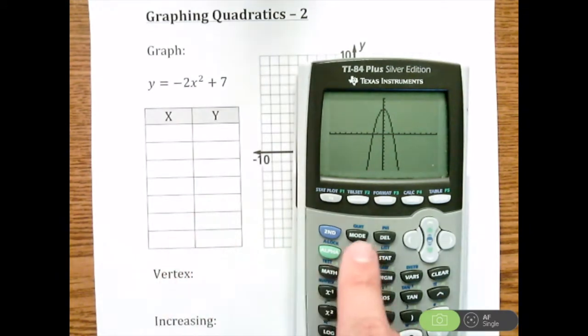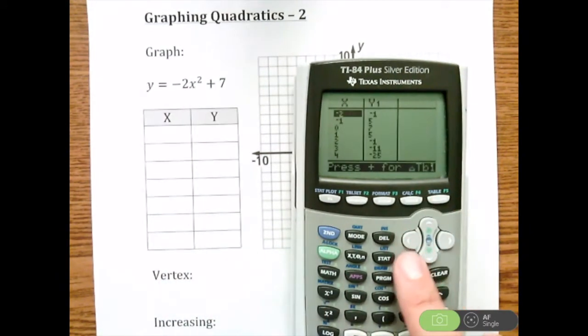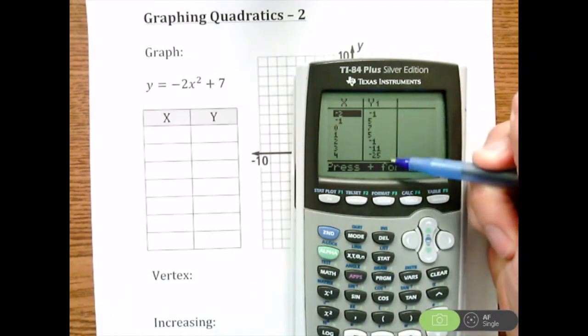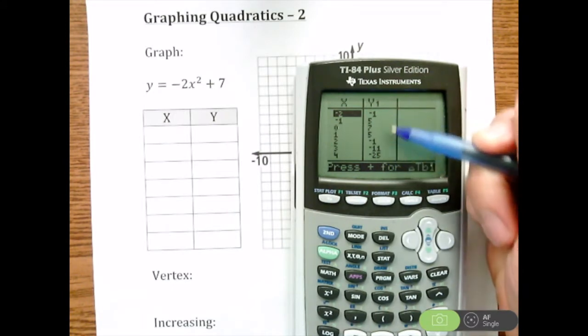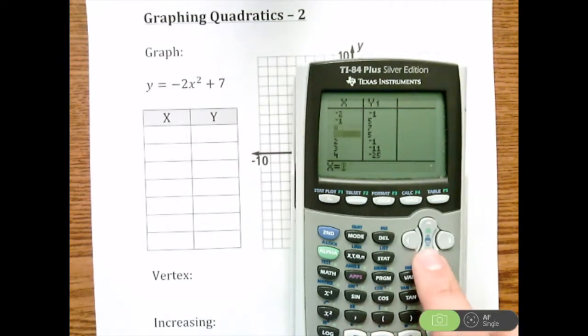So the first thing I want is a table of values. To do that, you're going to hit second, and we need to go to the table. Now, what we're looking for is I want repetition here. I want to see it kind of mirror each other. The first number and the y value should match the last. The second one matches the second from the bottom. Third, so on and so forth. So I want to find that repetition.